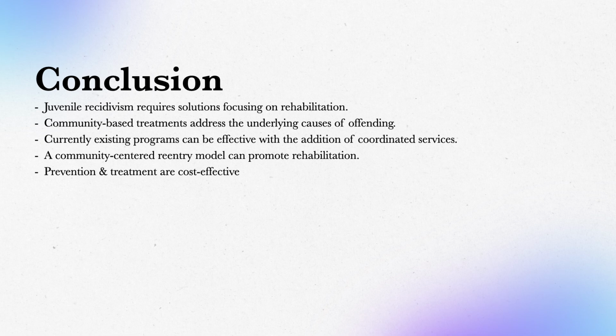Community-based treatment addresses underlying causes of juvenile offending. Currently existing programs can be effective with the addition of coordinated services. A community-centered reentry model can promote rehabilitation while still ensuring public safety. Prevention and treatment are both cost-effective measures that provide long-term positive outcomes.